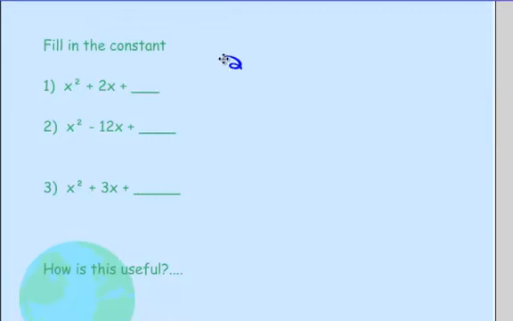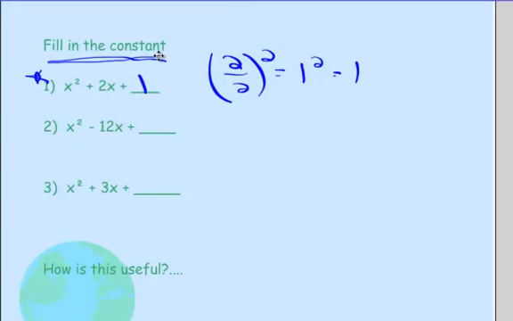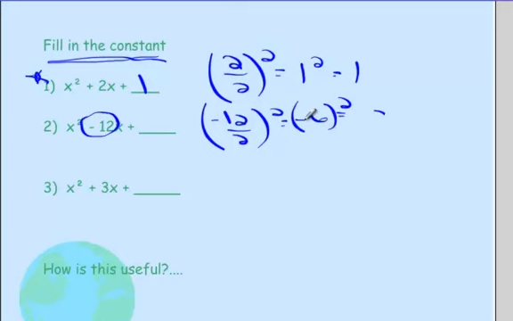Again, I want 2, half of it, and then square it. So that would be 1 squared, which is 1. So 1, this is now a perfect square trinomial. By filling in the constant, we're saying what value goes here to make this a perfect square trinomial. Well, here's what we do every time. We take half of the b value, and the sign goes with it. So negative 6 squared, so 36.